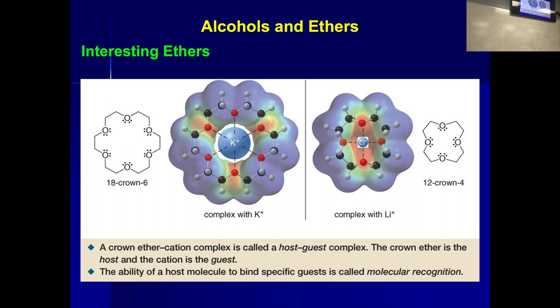And so we use these crown ethers to extract things from natural sources. So for example, if you wanted to get lithium out of a dirty sample, you can use this so-called 12-crown-4. 12 meaning that there are 12 atoms in the ring, 4 meaning 4 oxygens. That's where the name comes from. And it turns out that lithium is just the right size to fit in there, but potassium is not. If you wanted to extract the potassium, you'd have to use this crown ether called 18-crown-6.